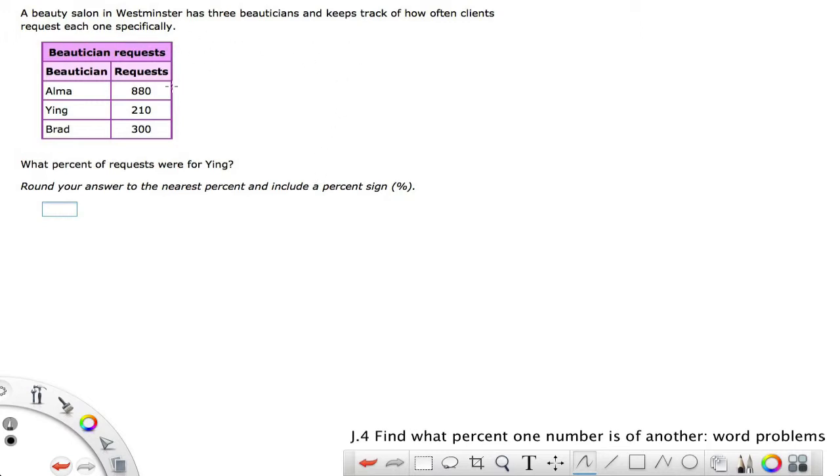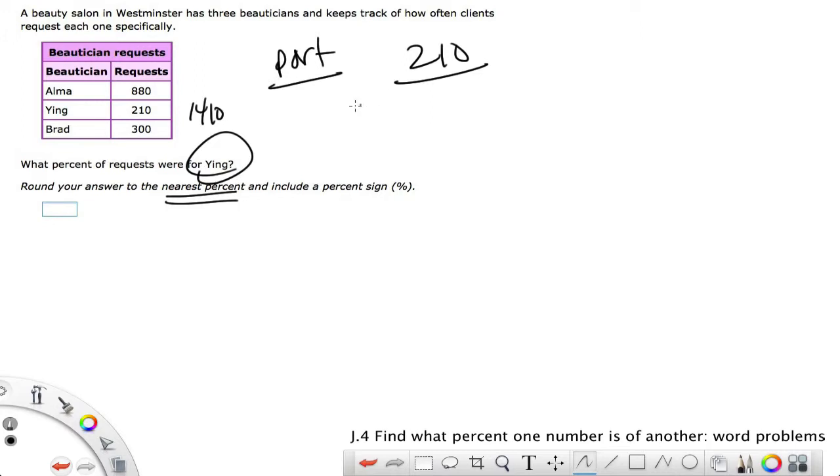We have 3 beauticians, and how many are for Yin? So that's the part in this case, how many for this one person, which is 210 out of the total. Now there's a little hint here, round your answer to the nearest percent. So that means this is not going to work out evenly. So let's go and add this up. Let's see, it's 1,013. So this is 1,410 votes total, 1,410.